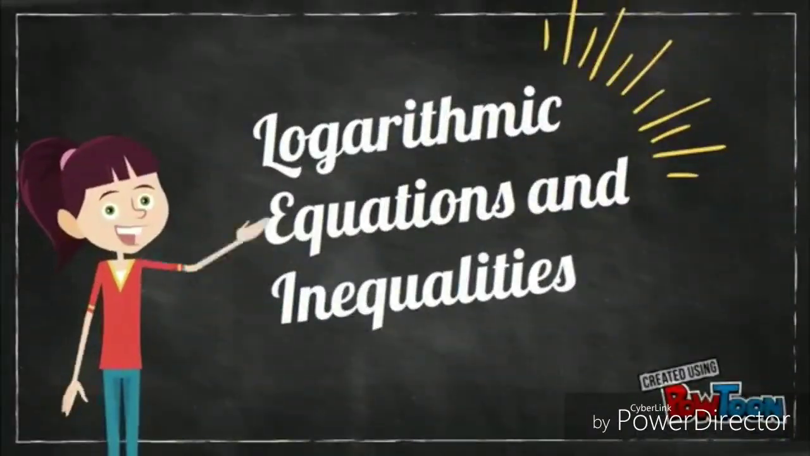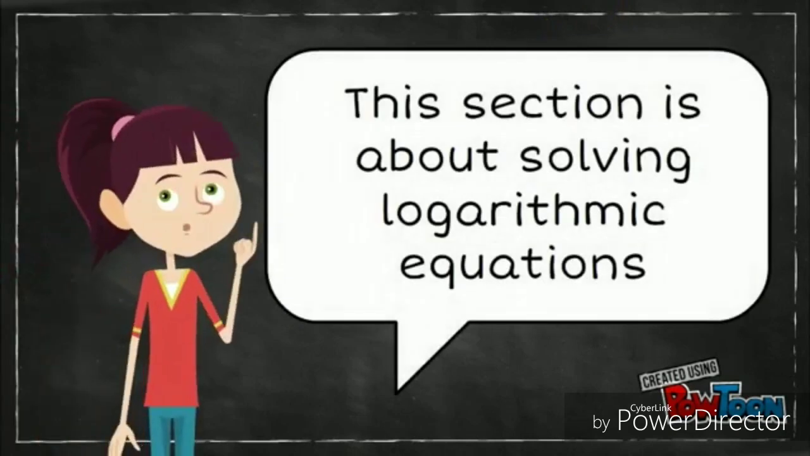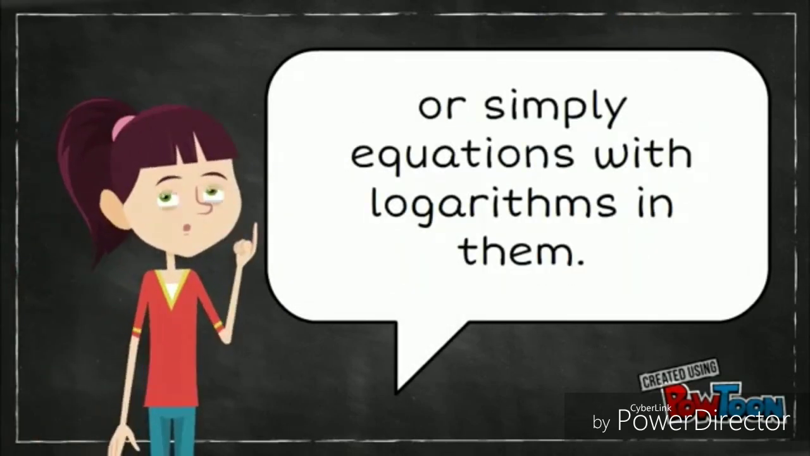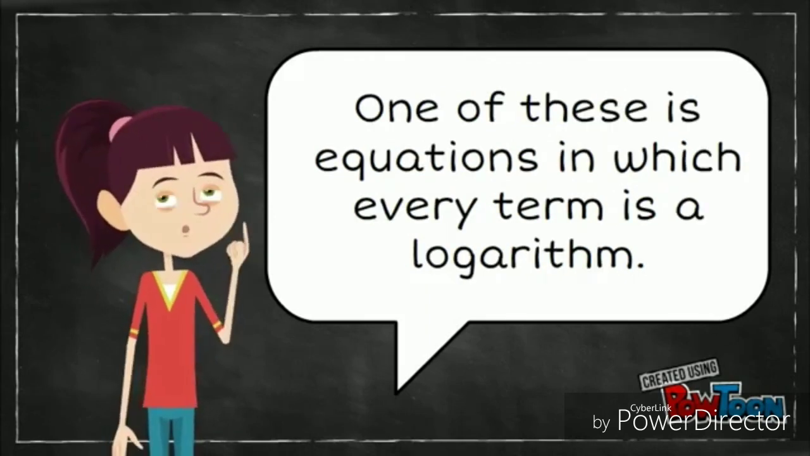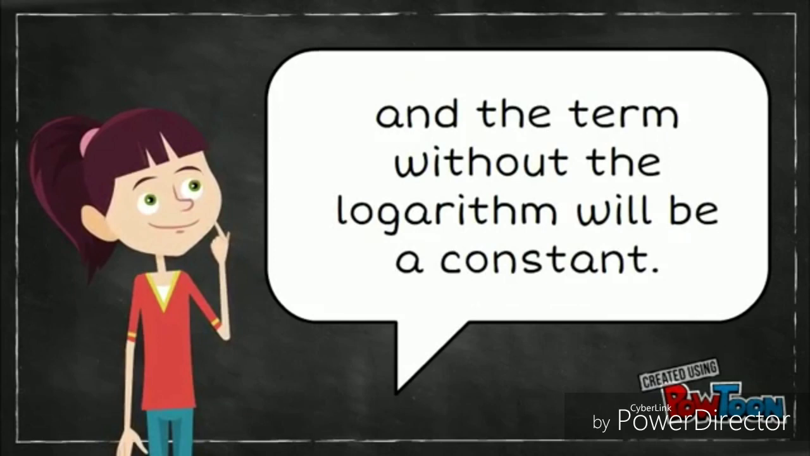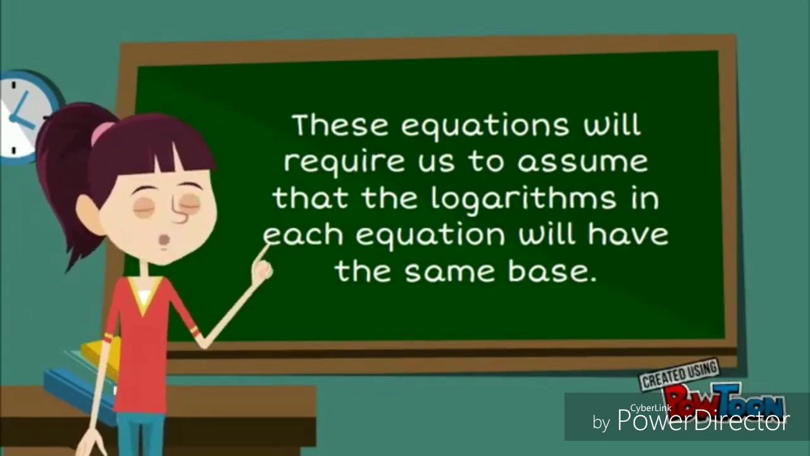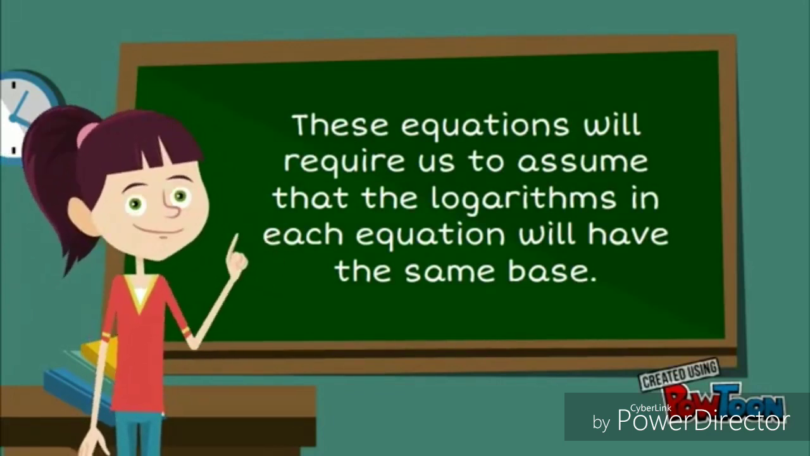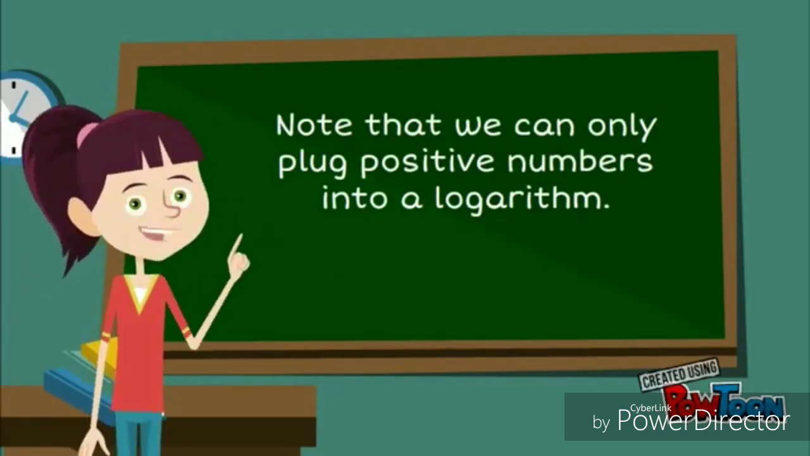Now, let's talk about logarithmic equations and inequalities. This section is about solving logarithmic equations, or simply equations with logarithms in them. One of these is an equation in which every term is a logarithm. The other is equations in which all but one term is a logarithm, and the term without the logarithm will be a constant. These equations will require us to assume that the logarithms in each equation have the same base. Note that we can only plug positive numbers into a logarithm.